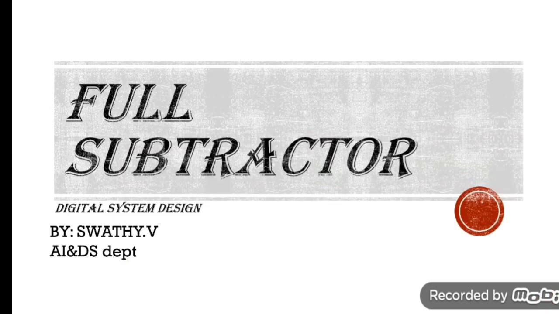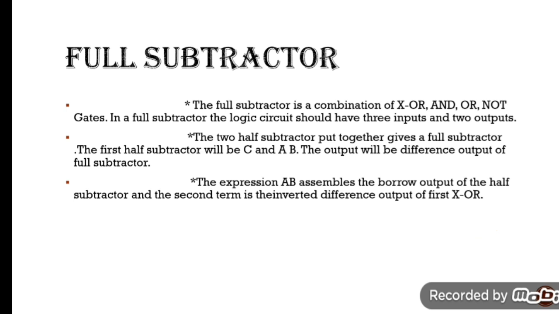So now we are going to see about full subtractor. Full subtractor is a combination of XOR, OR and NOT gates. In a full subtractor, the logic circuit should have 3 inputs and 2 outputs. Two half subtractors put together give a full subtractor. The first half subtractor will take C and A, B. The output will be the difference output of the full subtractor. The expression AB assembles the borrow output of the half subtractor, and the second term is the inverted difference output of the first XOR.